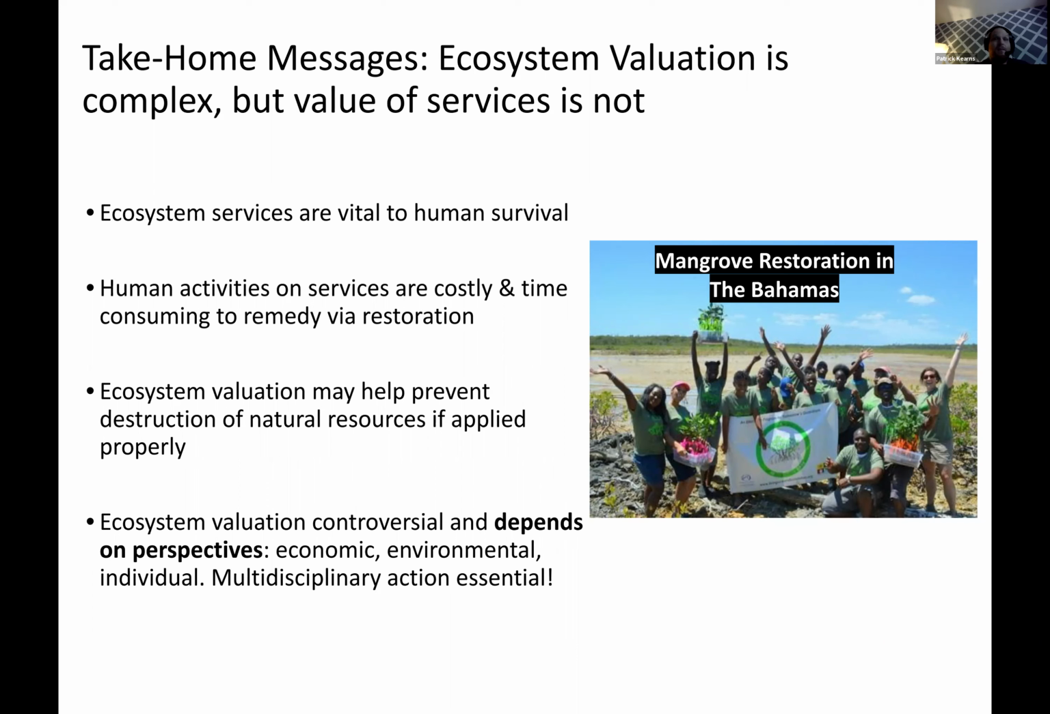We all depend on timber. We all depend on food. So we all depend on these things that we're actually, by doing what we do in terms of trying to make as much money as we can, actually destroying the things that we directly rely upon. And ecosystem valuation, which is clearly not a perfect science, may help prevent destruction of natural services.